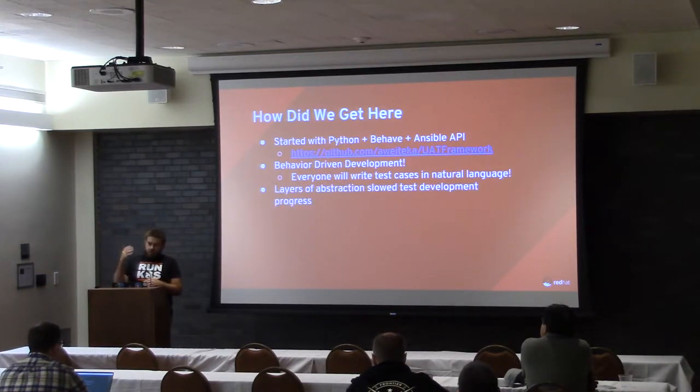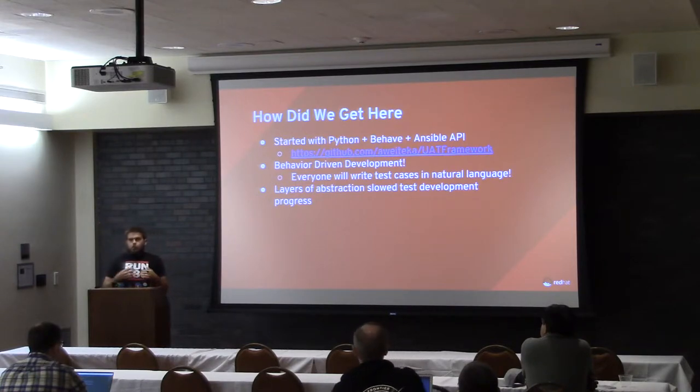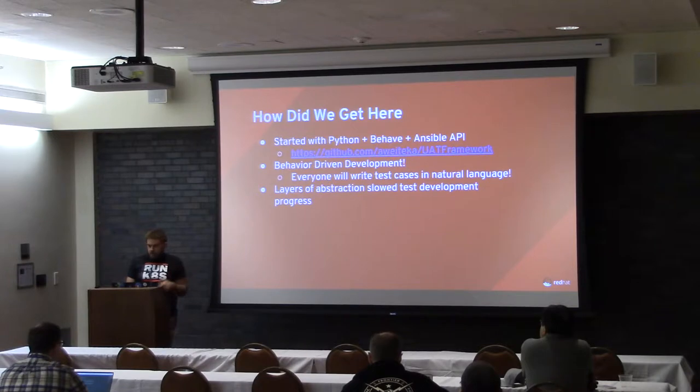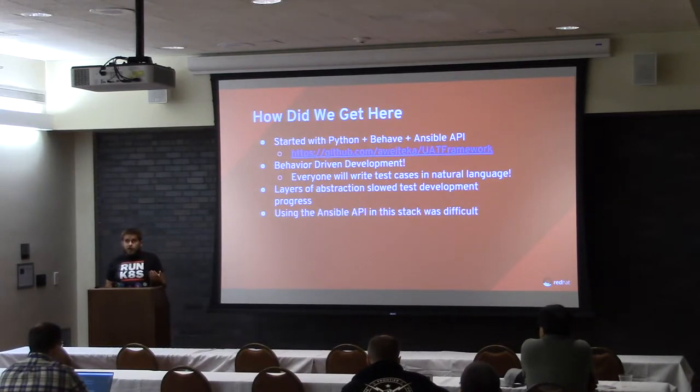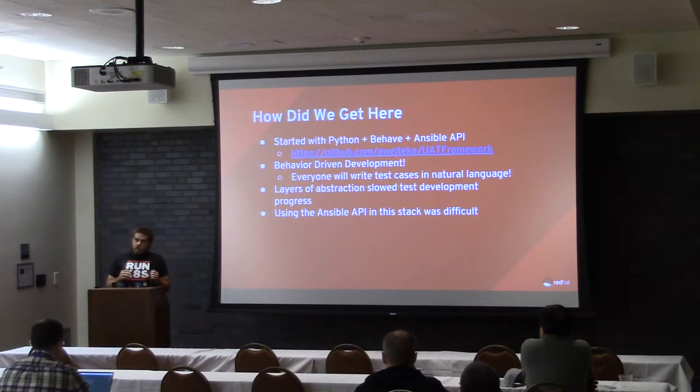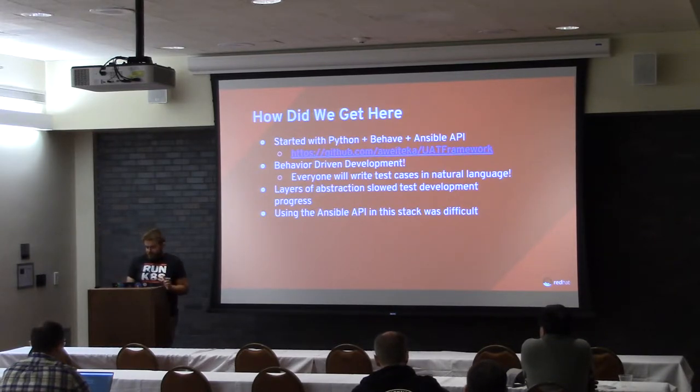This whole framework had a lot of layers of abstraction, so we were really slowed down as we tried to pick apart the pieces in the model and figure out where it broke in the different pieces, in different stacks and different use cases. Additionally, the Ansible API at this point, we were using Ansible 1.9 when we started. It was really simple in terms of how to use it, but it was difficult in making it do the things you want it to do.